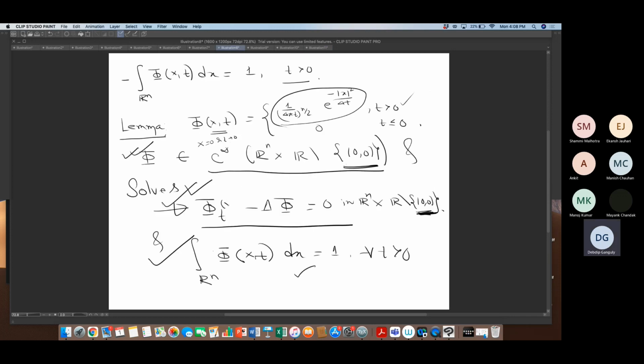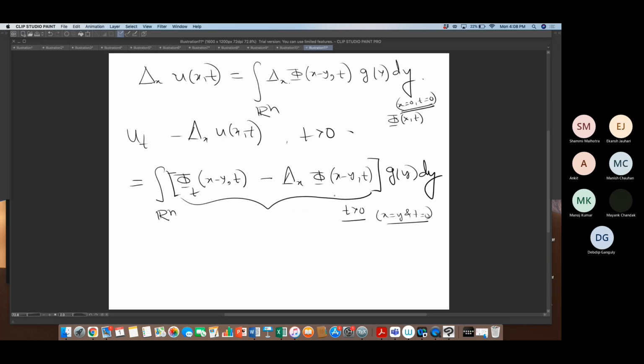Phi at any point (x,t) in Rn cross R minus (0,0). Any point (x,t), it is 0. So you get phi_t minus Laplacian of phi at the point (x,t) equal to 0. So what will be this? Here x minus y is any point, so it will have a problem only when x equal to y and t equal to 0. Otherwise it is 0. This implies u_t minus Laplacian u equal to 0 for (x,t) in Rn cross (0, infinity). Of course, t positive is important.